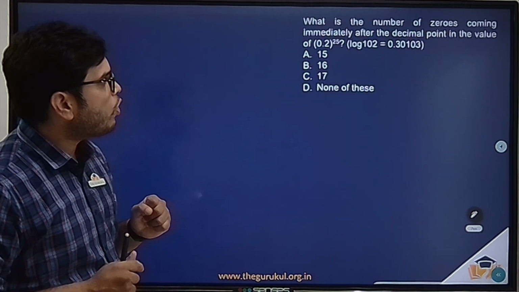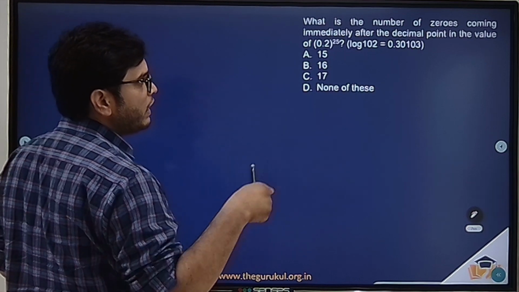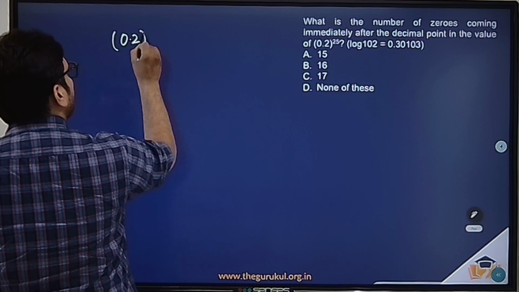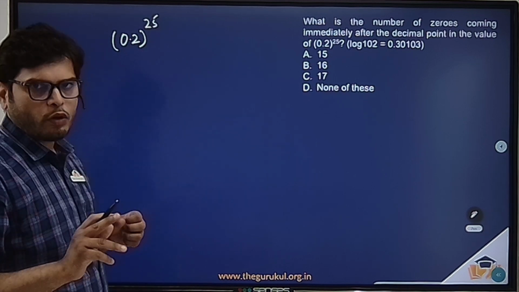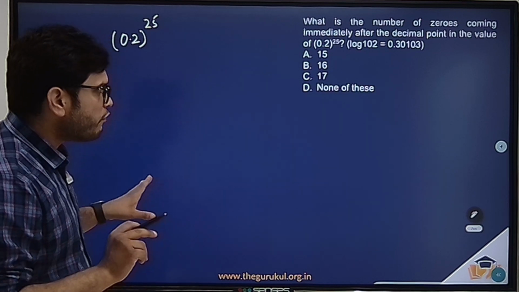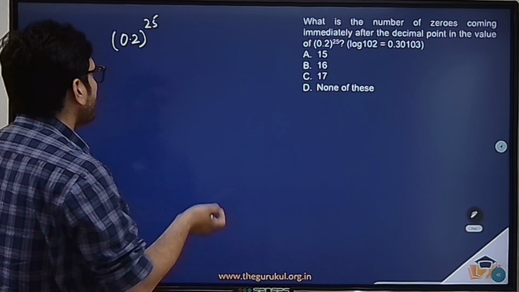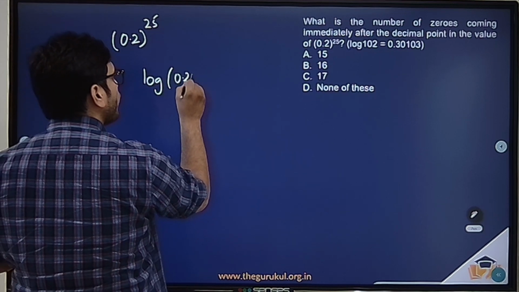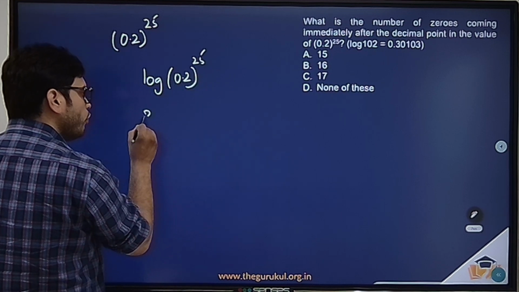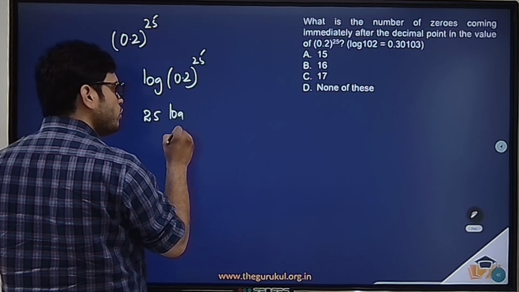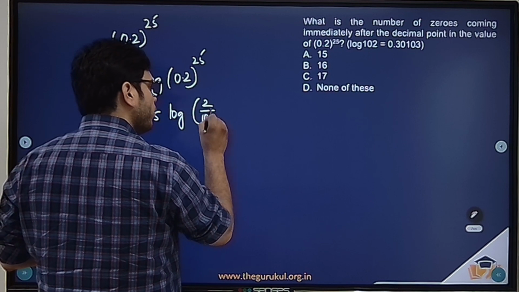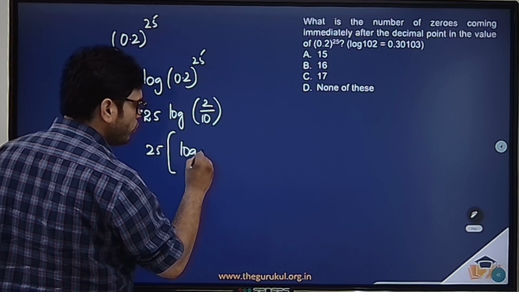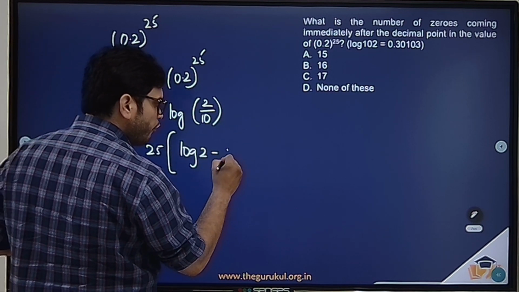Now coming to a question from logarithms. What is the number of zeros coming immediately after the decimal point in the value of 0.2 to the power 25? So this is an indirect question from logarithms. Right. Now to answer these types of questions, as we had already discussed in class, you need to apply log. Now log of 0.2 to the power 25 would be 25 into log 0.2, which can be written as 2 by 10. So 25 into log 2 minus log 10, which is 1.